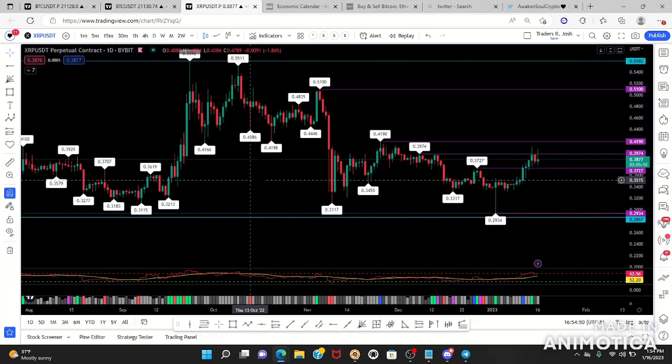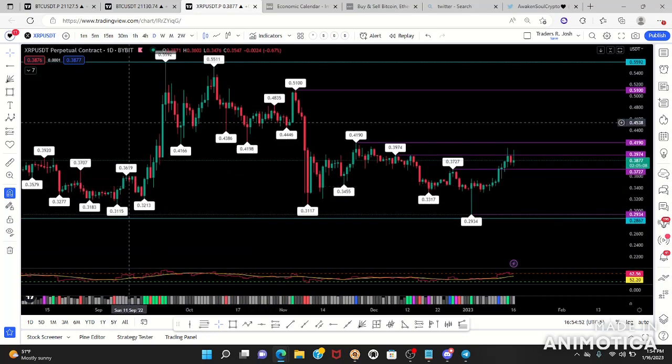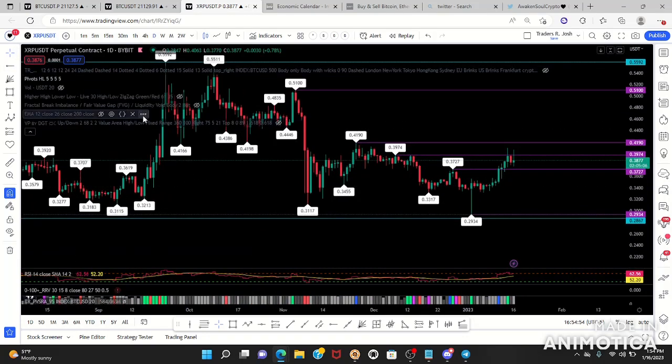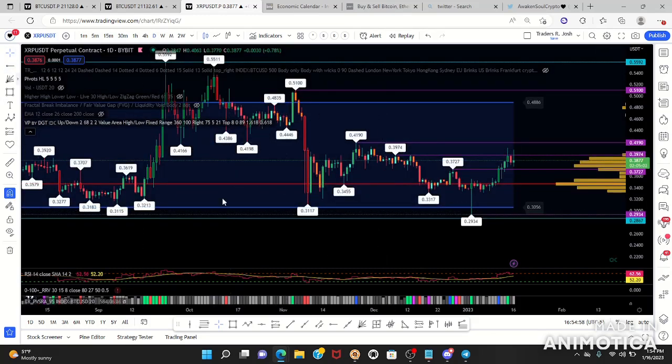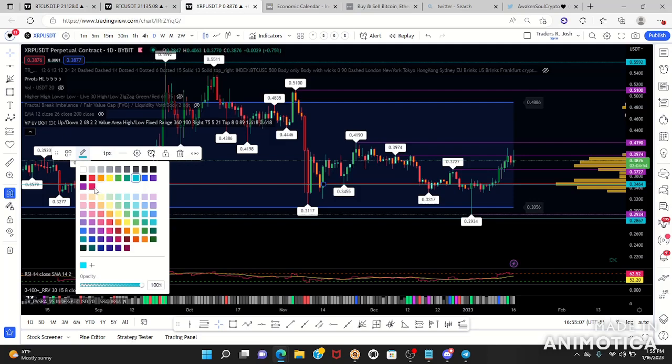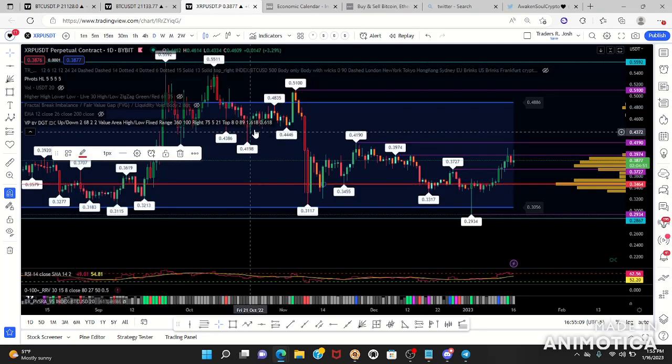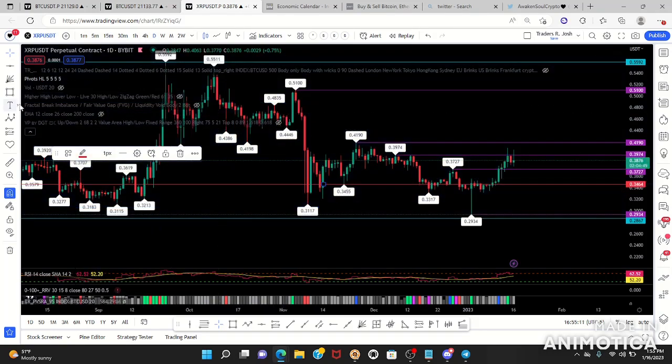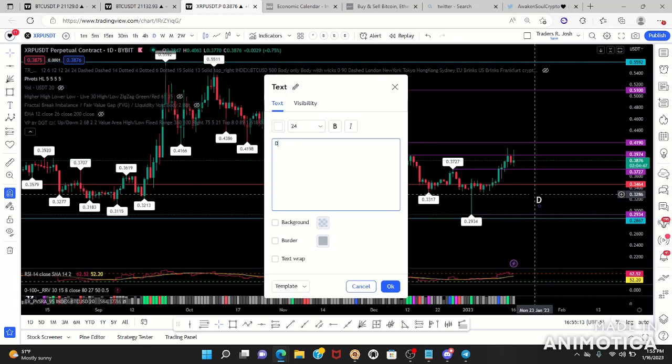ranges. Okay, so once I get my daily range, I'm going to turn on my VR to find my point of control. My point of control will give me a great indication where price action could be returning to. Let's go ahead and make it nice and cute and label it daily POC.